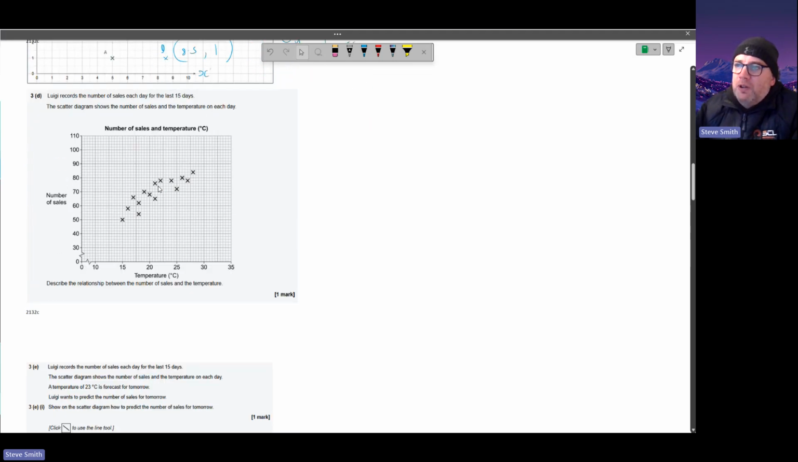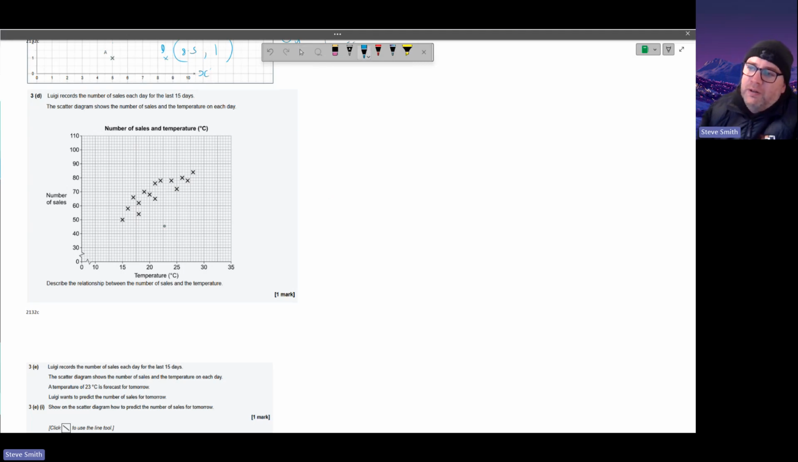Next question, 1 mark. Luigi records the number of sales each day for the last 15 days. The scatter diagram shows the number of sales and the temperature on each day. Describe the relationship between the number of sales and the temperature.